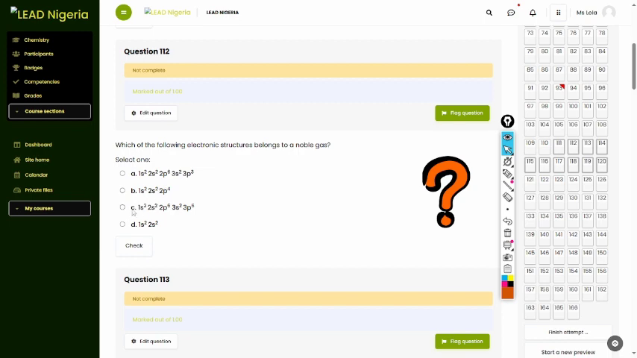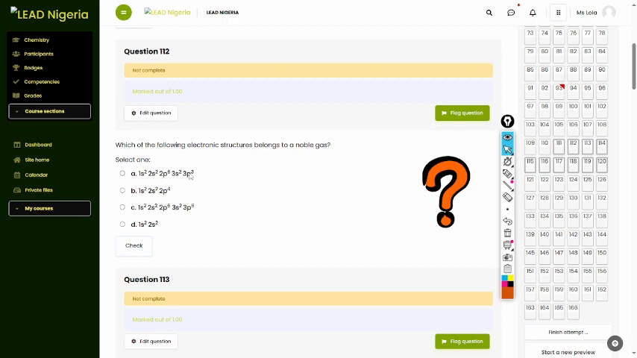Now C, the third shell here has a total number of electrons of 2 plus 6, 8, so this is incomplete. Now these, 1s2, 2s2, this is also incomplete because the second shell is carrying only 2 electrons, but it can carry more than 2 electrons.